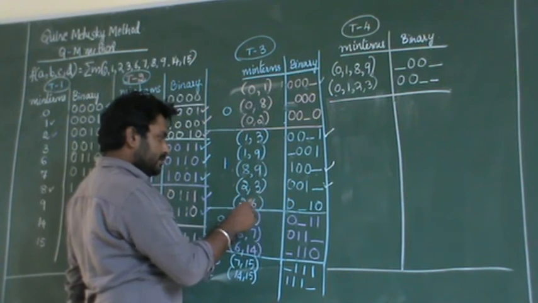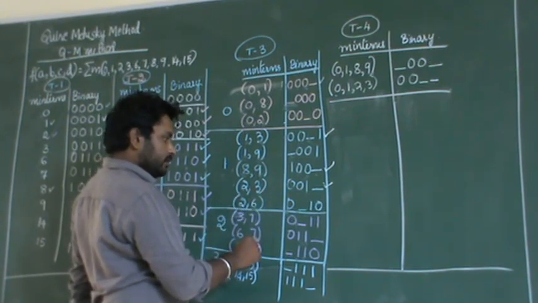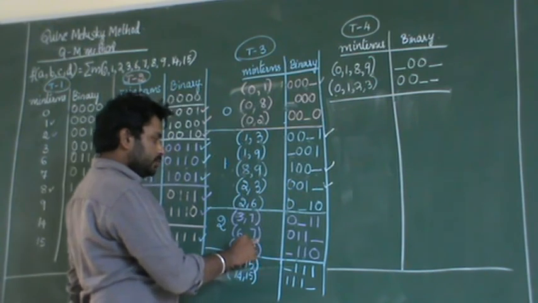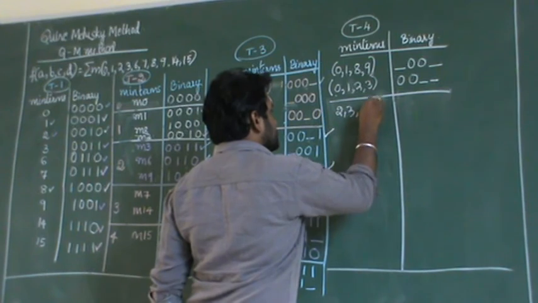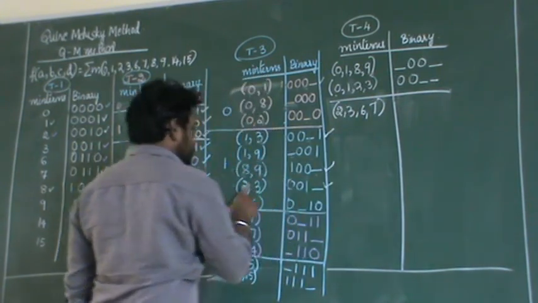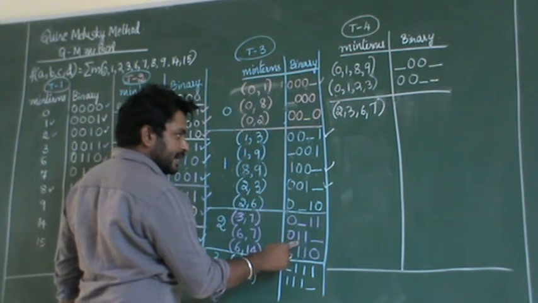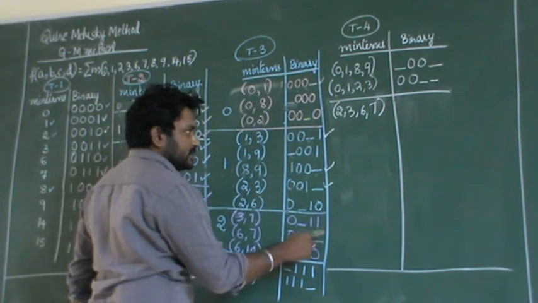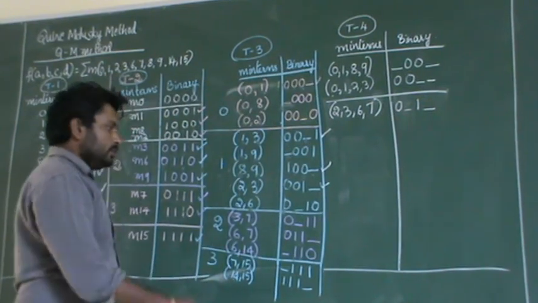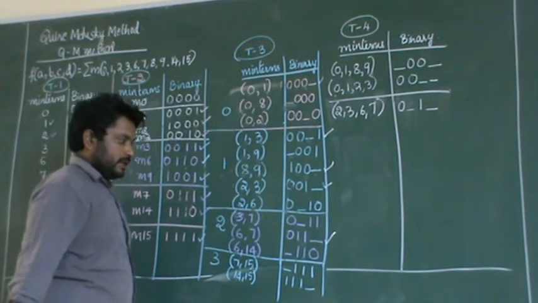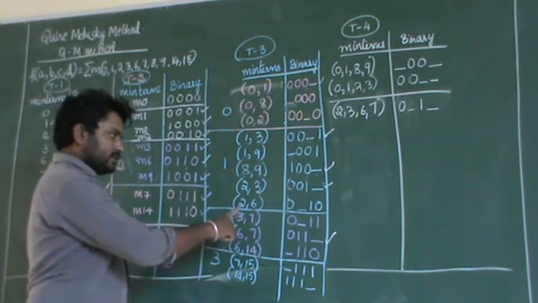Next, 2, 3 with 3, 7, no. 2, 3 with 6, 7, yes, it is possible. On what basis? 0 dash 1 dash. That is why 2, 3 with 6, 7 is possible. Next, 2, 3 with 6, 14, no. Next, 2, 6.